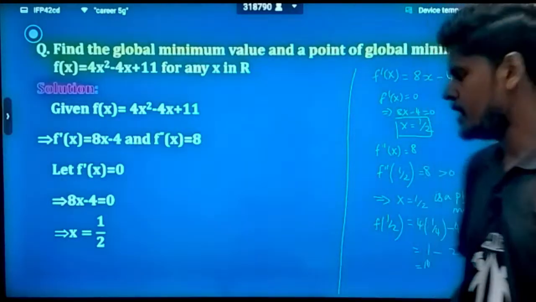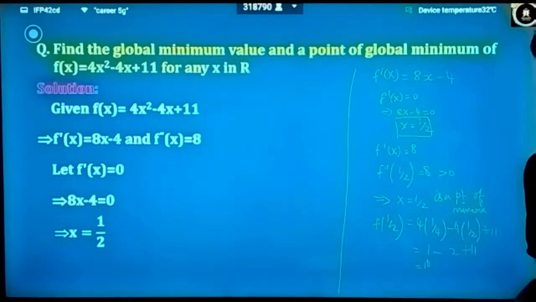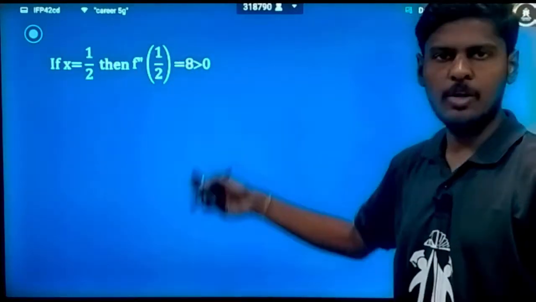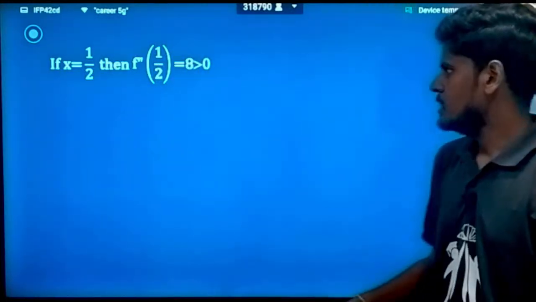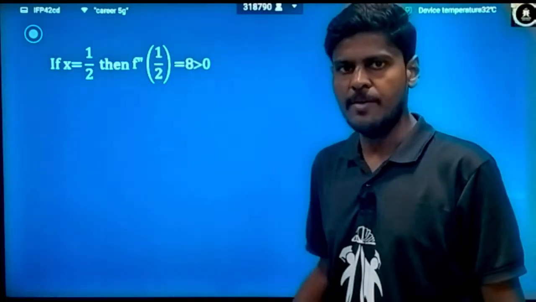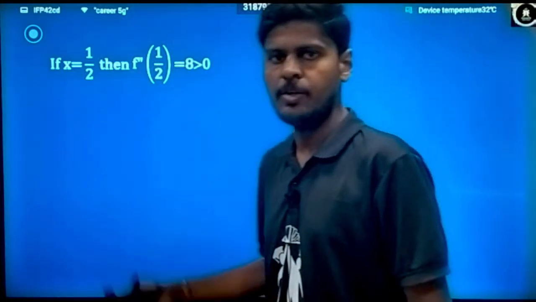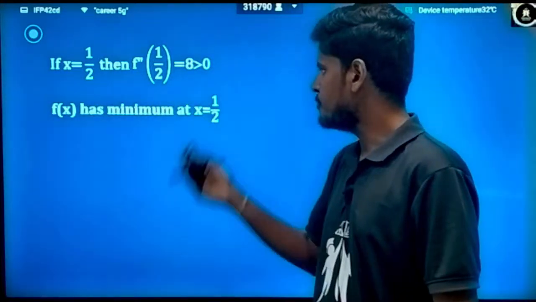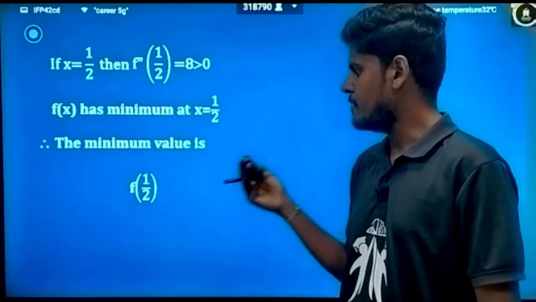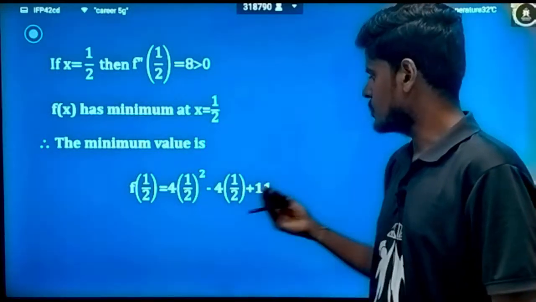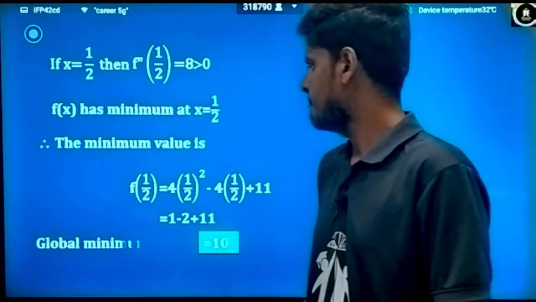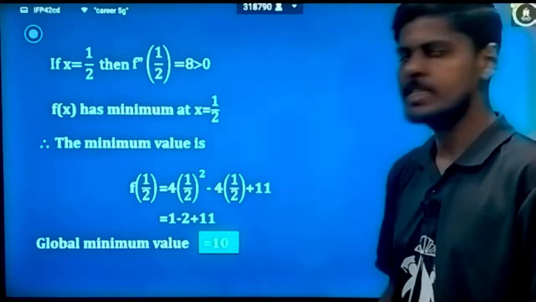So x comes out to be 1 by 2, and at x equal to 1 by 2, what is f double dash? F double dash value is 8, we have already seen that, which is greater than 0, that means 1 by 2 is a point of minimum. So what is f of 1 by 2? That is the minimum value, so that comes out to be 1 minus 2 plus 11, that is 10. So global minimum value is 10.